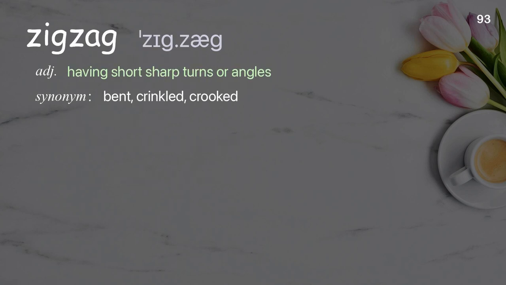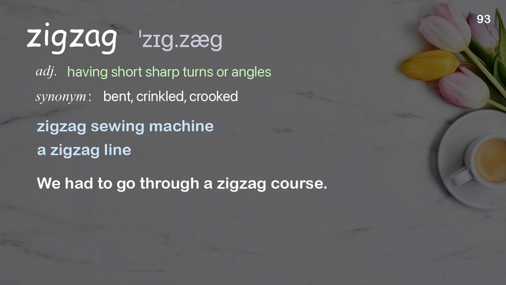Zigzag. Having short sharp turns or angles. Examples. Zigzag sewing machine. A zigzag line. We had to go through a zigzag course.